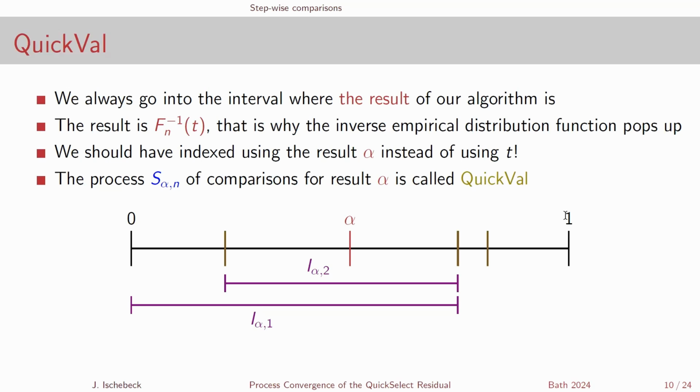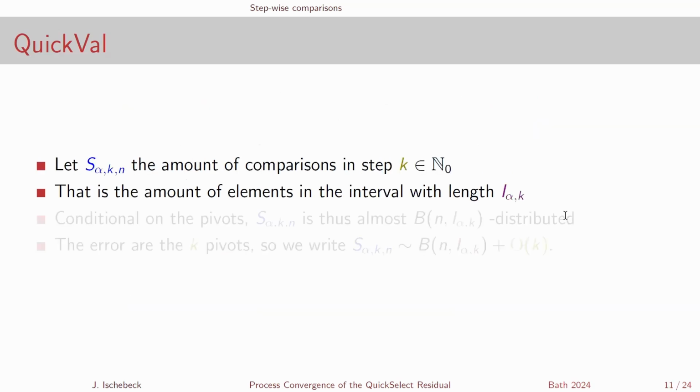It's really just the time shift of the old process, of the S_T^N process. Okay, so if we want to analyze it stepwise, we write S_alpha,k^n for the amount of comparisons we have to do in step k. And we see that all of the elements that we have in step k are the elements that fall into the same interval as alpha, into this interval I_alpha,k.